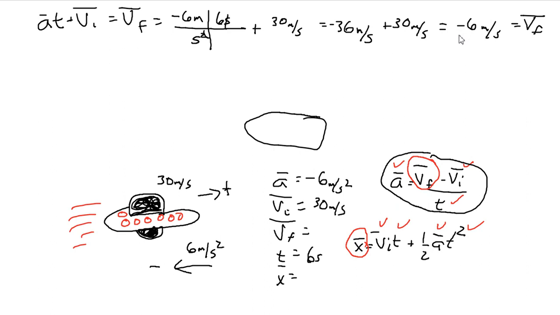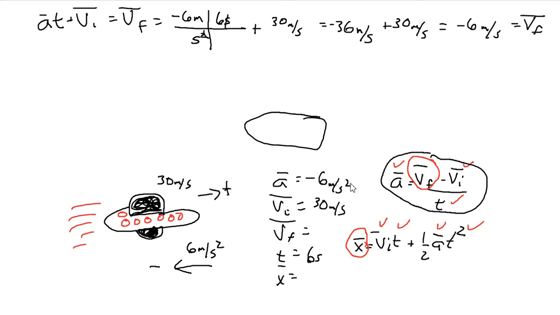So what does that mean? Well, if the spaceship was going to the right and it was accelerating to the left, that means the velocity was changing in the negative direction, or there is a negative change in velocity, which means the velocity is going to go down. It's going to go down by 6 meters per second every second. It started at 30, it's going to go down by 6, so it's going to be 24. It's going to go down by 6 again, so it's going to be 18. It's going to go down by 6 again, it's going to be 12, then it's going to be 6, then it's going to be 0, then it's going to be negative 6. It's changing by negative 6 meters per second every single second.